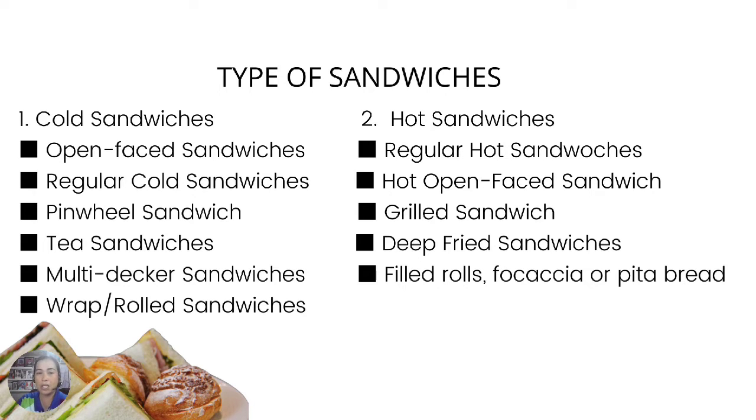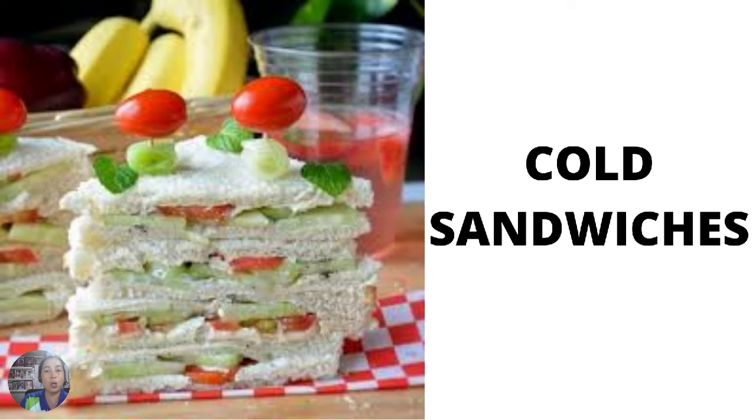When we say hot sandwiches, these are the examples. We have the regular hot sandwiches, hot open face sandwich, grilled sandwich, deep fried sandwich, and lastly, the fried rolls, the focaccia, or the pita bread. Now, let's discuss first cold sandwiches. As you can see on the picture, this is the exact example of what we call cold sandwiches. Now, we have, of course, the fresh bread, plus the fresh vegetables, then the fillings and all that.